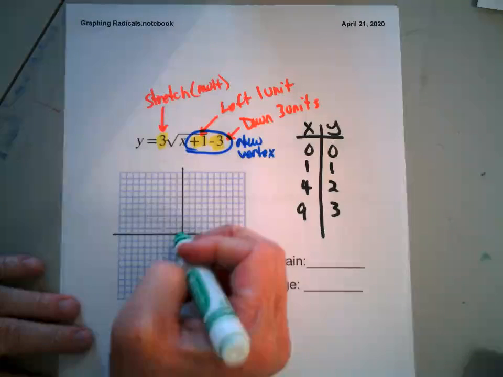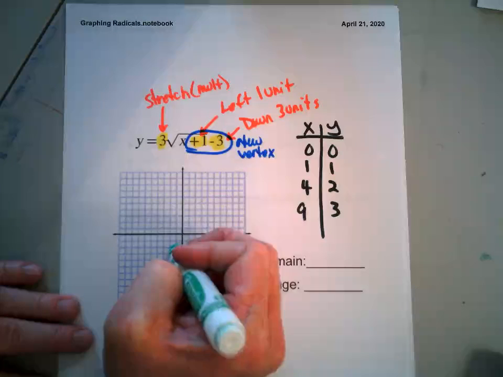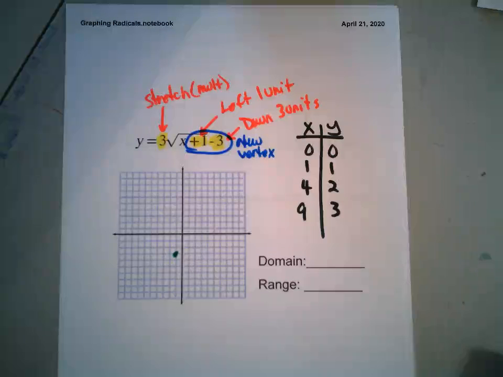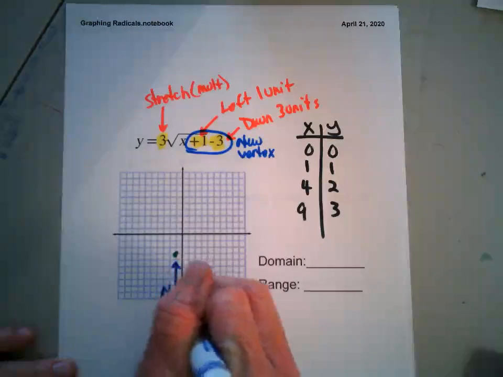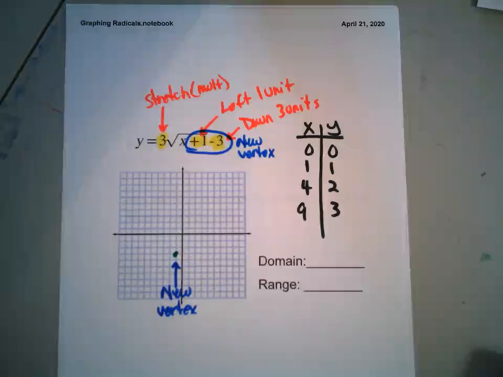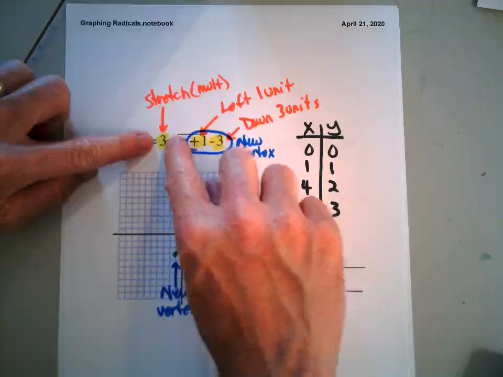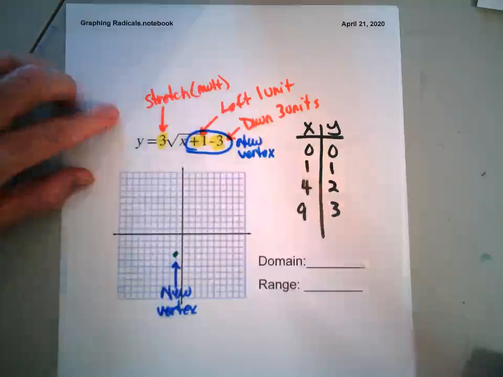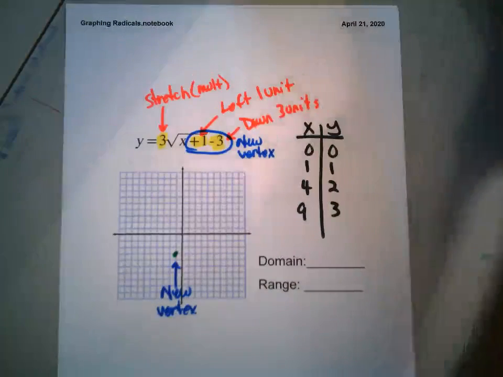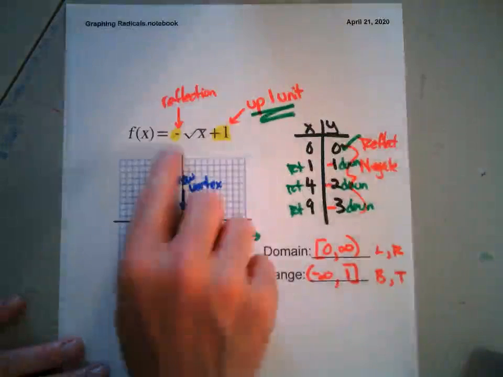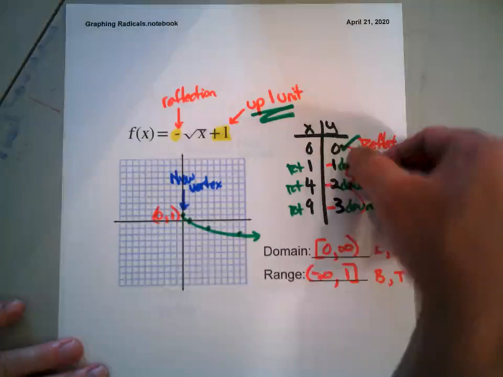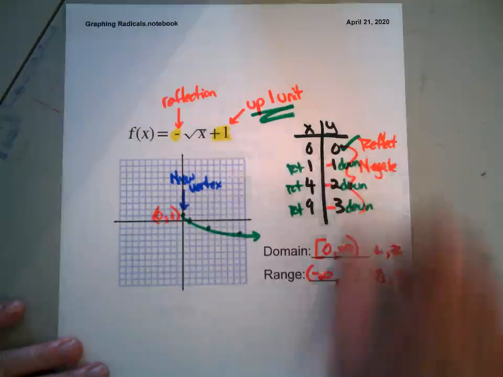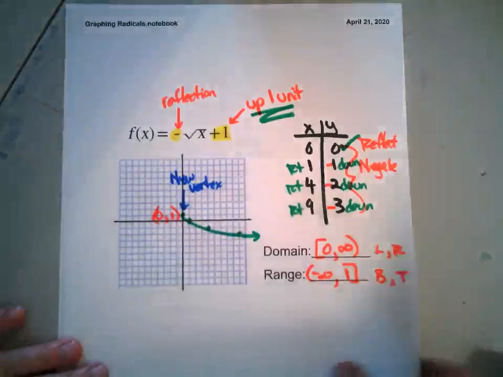Left 1, down 3, 1, 2, 3, puts us down in the third quadrant. So we have our new vertex sitting down there in the third quadrant. Now I told you that this 3, which is a stretch, is going to become a multiplier. Well, in the previous problem, we had a negative right there, and so all of these became negative. In other words, we multiplied these values by a negative 1, because that's what's in front.